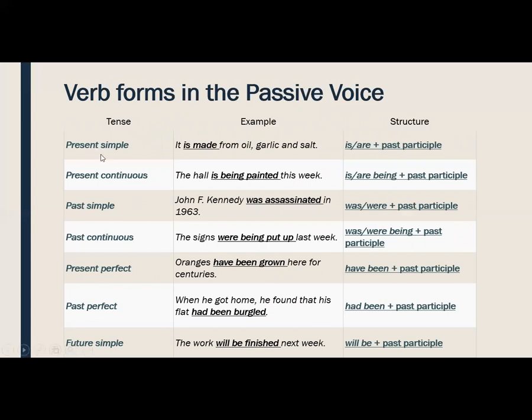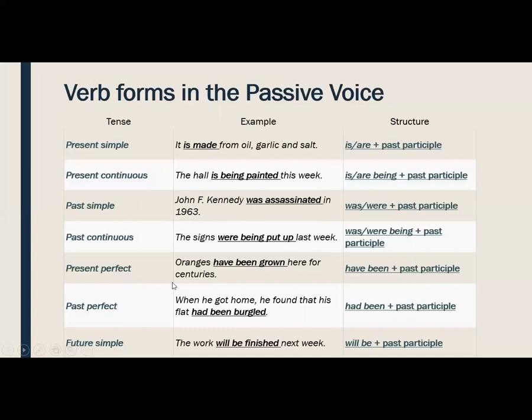Let's read together. Present simple. It is made from oil, garlic, and salt. Present continuous. The hall is being painted this week. Past simple. John Kennedy was assassinated in 1963. Past continuous. The signs were being put up last week.